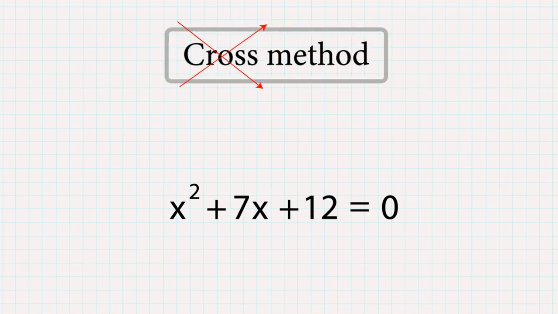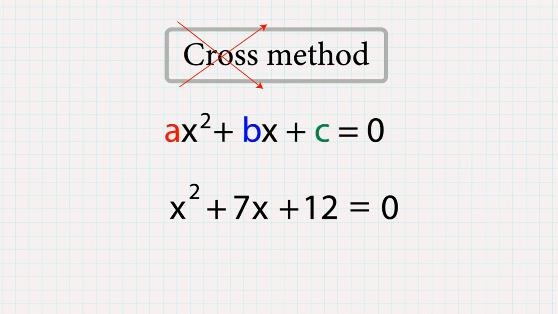We usually notate the coefficients and constants of a quadratic equation as a, b, and c. a and b are coefficients of x squared and x respectively, so in this case, a is equal to 1 and b is equal to 7. And the letter c is used to represent a constant term, which is 12 in this case.